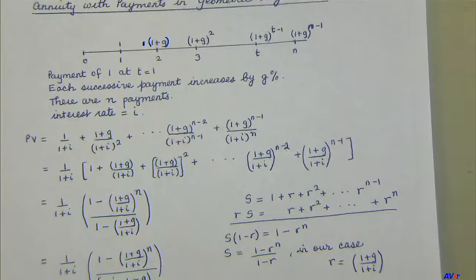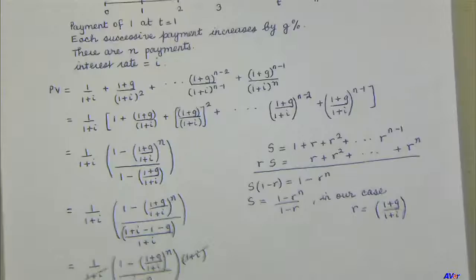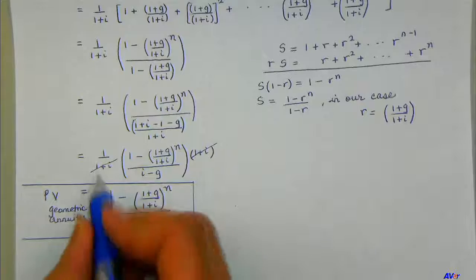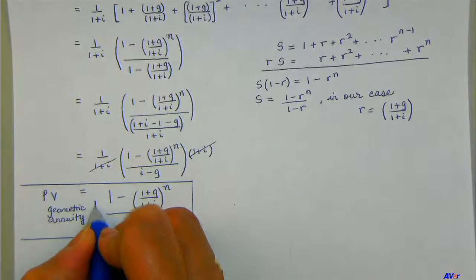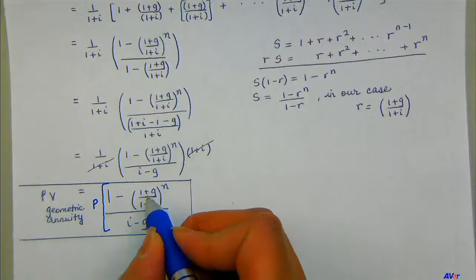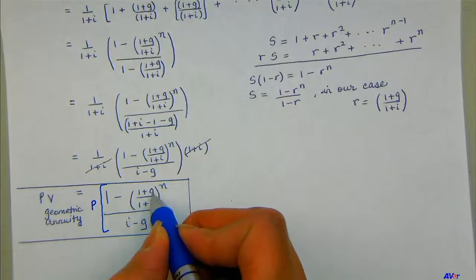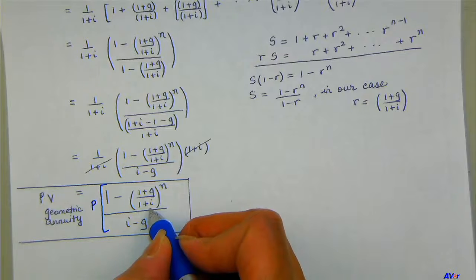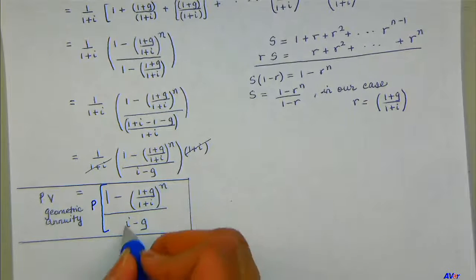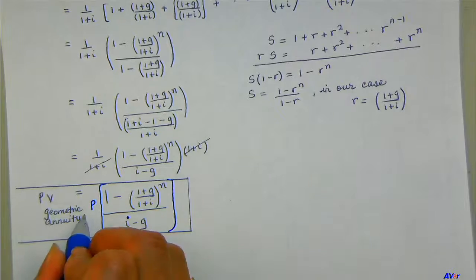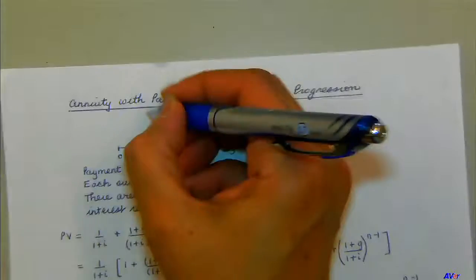Turns out that the present value of this is found to be the bottom line here, which should be memorized: P times 1 minus (1 plus G over 1 plus I) to the nth power, over I minus G, where G is the rate of growth, I is the interest rate, and P is what you're starting with. So in this case, P was 1.